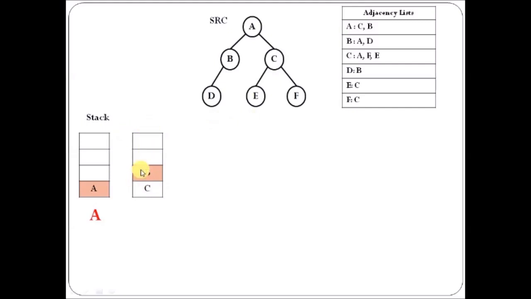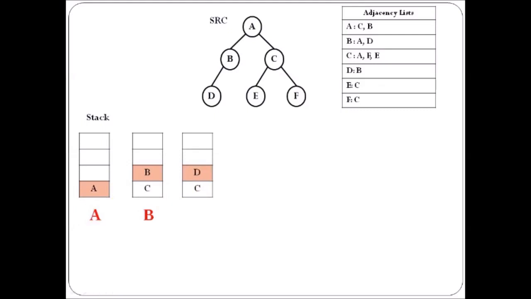We have to remove the top element B from the stack and replace it with its adjacency list. We have removed node B and replaced it with the adjacent nodes. The adjacent nodes of node B are node A and node D. As we have already covered node A, there is no need to cover it again. So we have considered only node D. Now node D is present at the top of the stack.